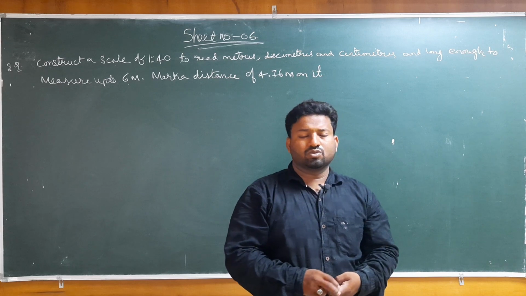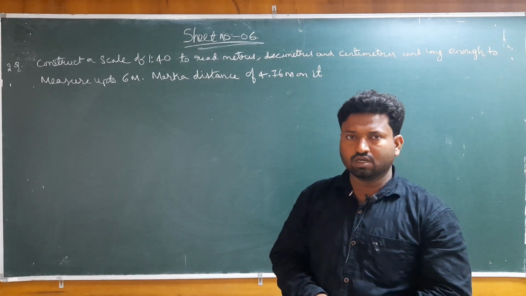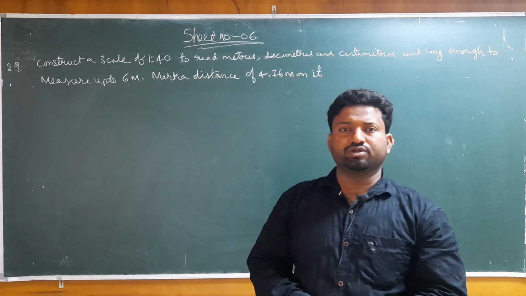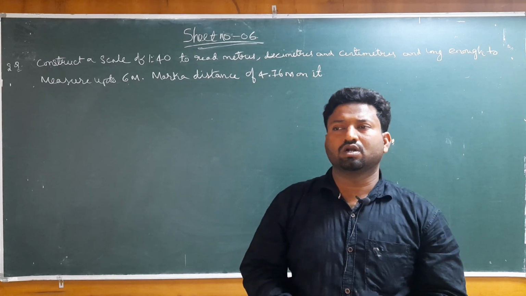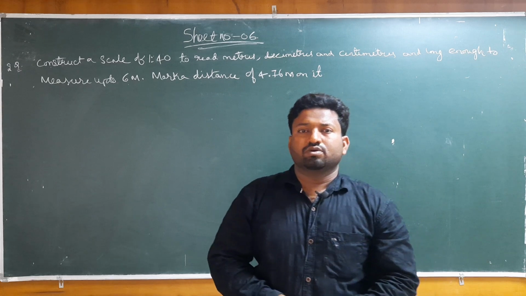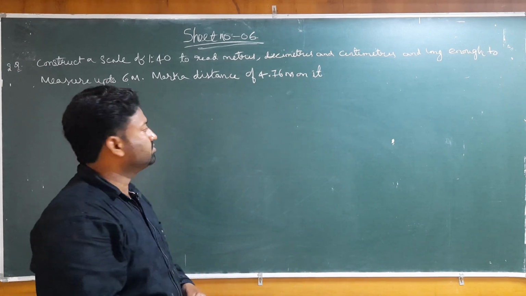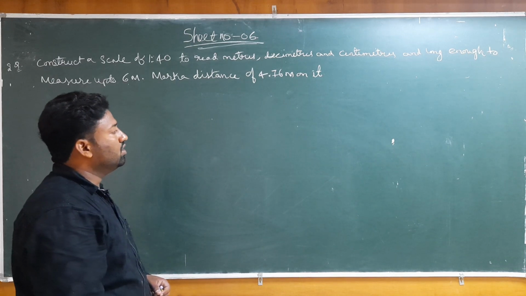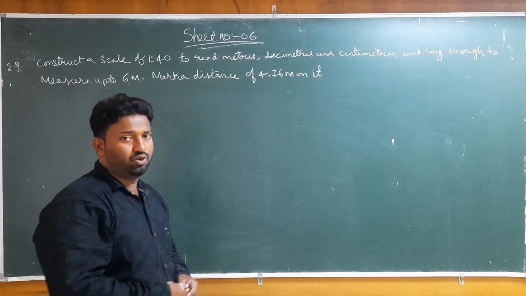Good morning, student. Today we are going to discuss a diagonal scale. A diagonal scale is used to represent three units: one is the main unit, the second is the subunit, and the third one is the further unit. Today we are going to draw a diagram related to our diagonal scale only. As I told you, a diagonal scale is used to represent three units.